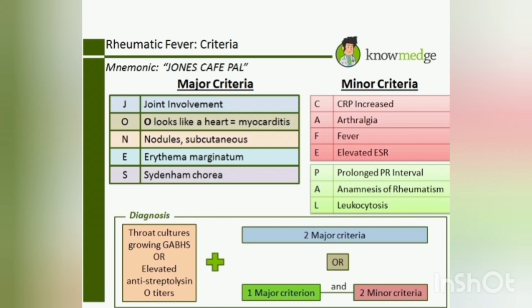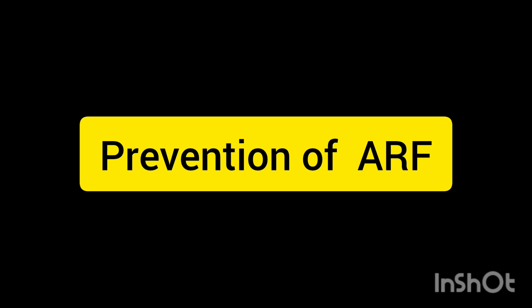How will you prevent the recurrence of such episodes of acute rheumatic fever? The major treatment of acute rheumatic fever is penicillin, as streptococcal infections are usually treated by penicillin, and penicillin is the drug of choice for streptococcal infections. And the prevention of this infection can be through two mechanisms, primary prevention and secondary prevention.